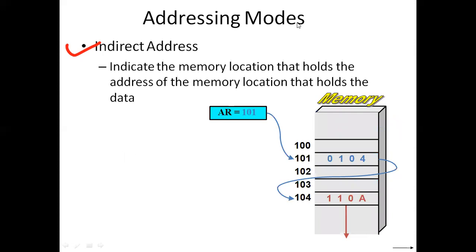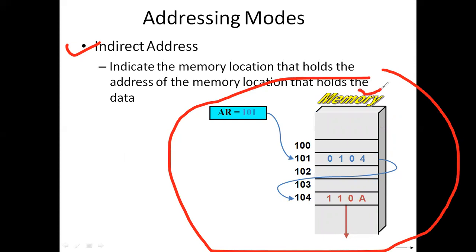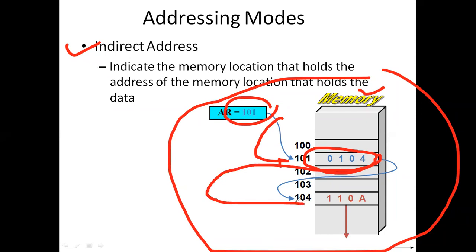Look at this diagram. See, in this memory, we are specifying this 101 as the location. Now, in 101, you will get one memory address value, not the operand value. Then, in that particular address 104, you will get the value of that. Okay, that is indirect address.